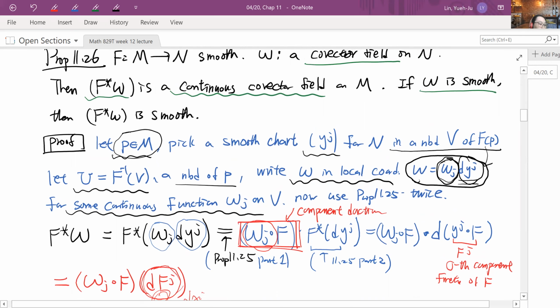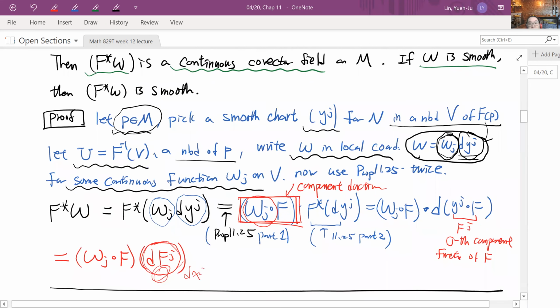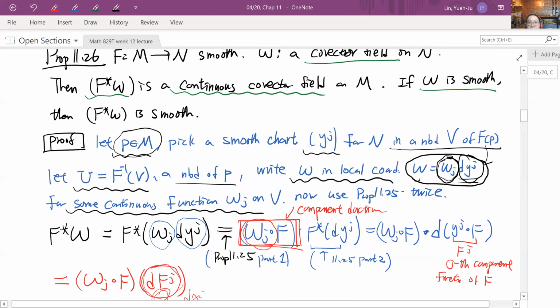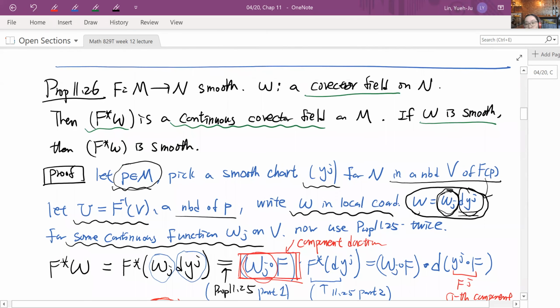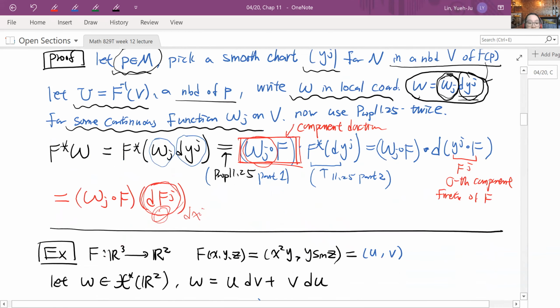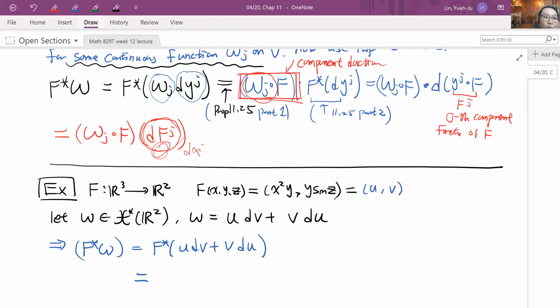So I'm going to be a bit sloppy here. I just want to say it instead of writing the complete sentence. You can compare with the textbook proof. Basically, this just tells you that if you pull back a smooth covector field, then the pullback will be smooth. Okay, so now I want to do one example.